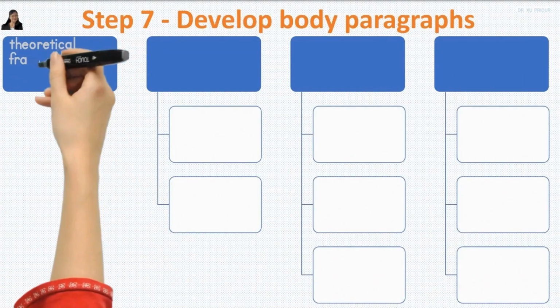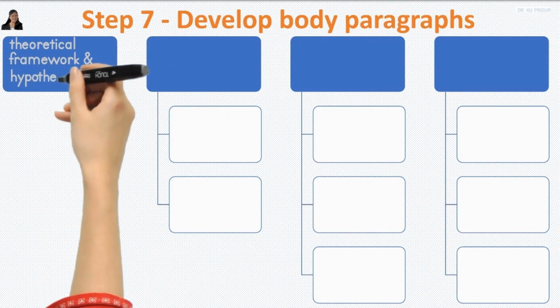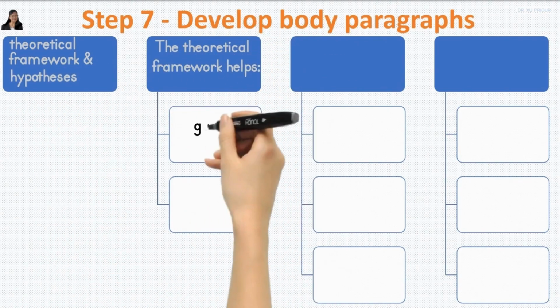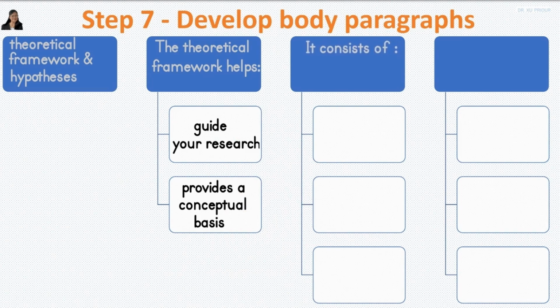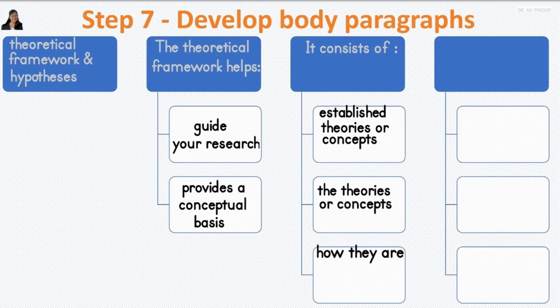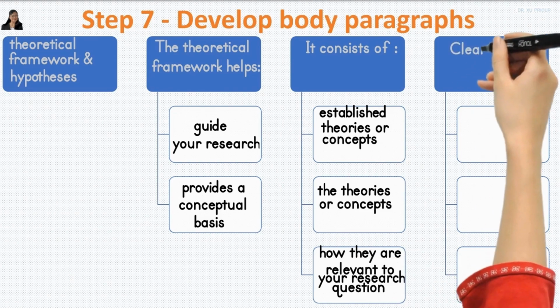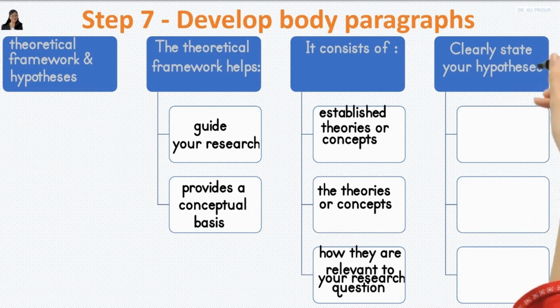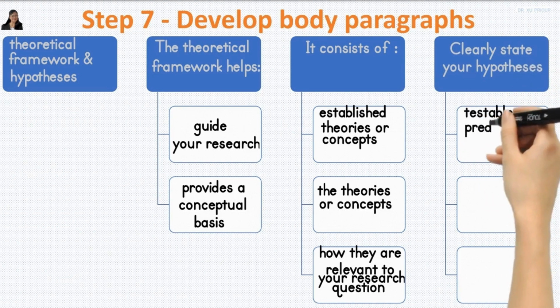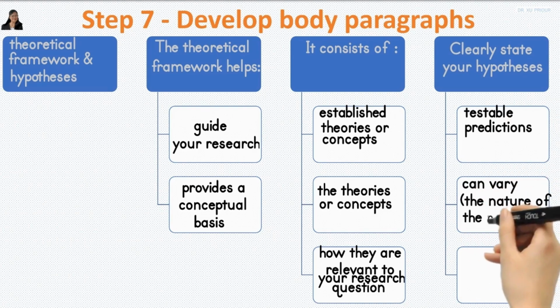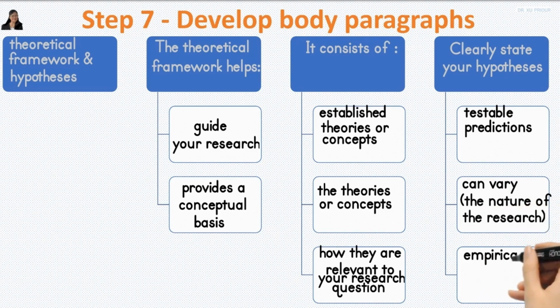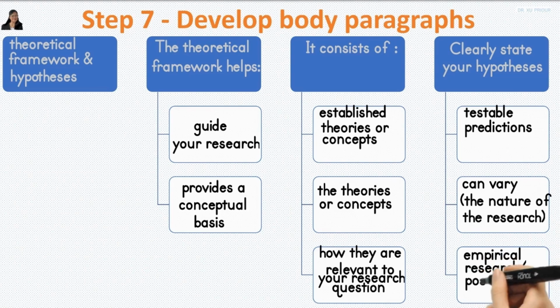Next, the body section should incorporate the theoretical framework and hypotheses of your study. The theoretical framework helps to guide your research and provides a conceptual basis for understanding the phenomena under investigation. It consists of established theories or concepts that you will build upon in your own study. Clearly explain the theories or concepts you are adopting and how they are relevant to your research question. Additionally, clearly state your hypotheses, which are essentially testable predictions derived from the theoretical framework. Depending on the nature of the research, this step can vary. For example, empirical research, particularly in the positivist tradition, places a strong emphasis on hypothesis formulation and testing.